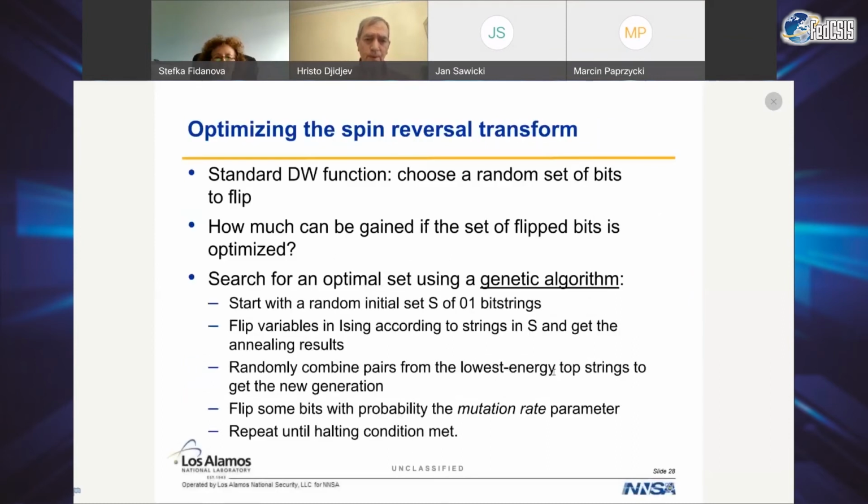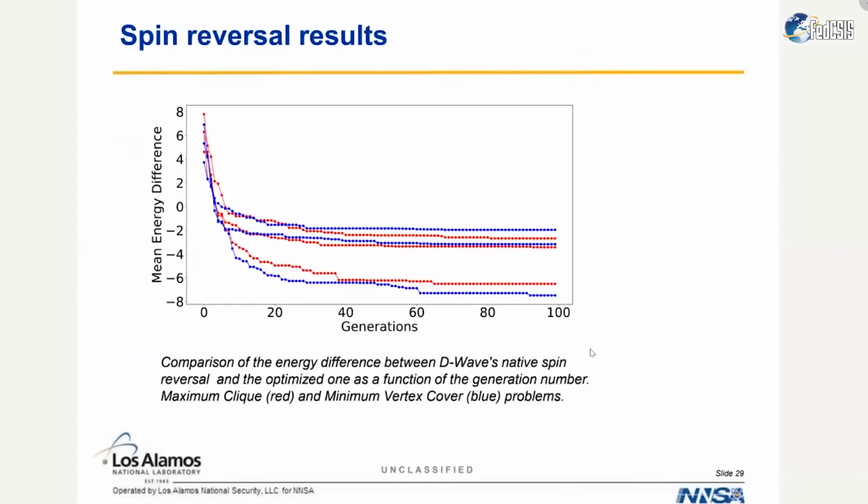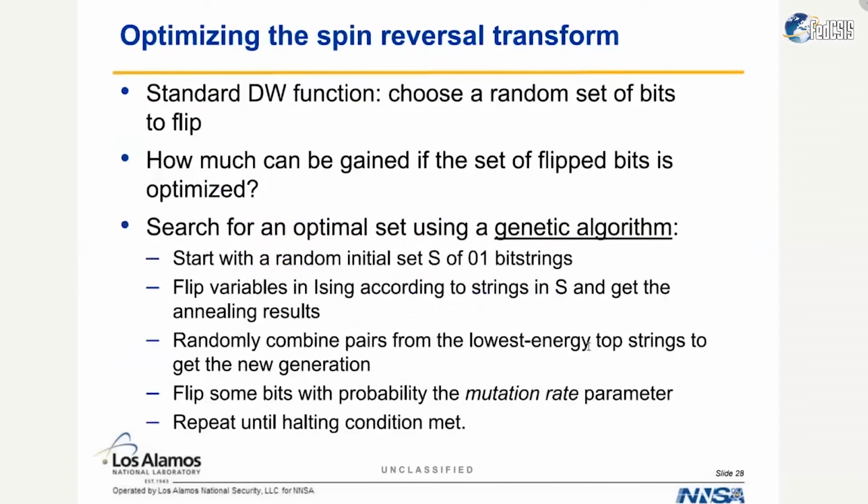The way D-Wave does it, it has a standard function that just chooses a random set of bits to flip. Even this simple version works in many cases, but our question is, can we gain anything if we try to optimize which bits to flip? We researched this problem using a genetic algorithm. We tried to optimize the spin reversal transform, and it's a standard genetic algorithm. We start with a random set of 0-1 bit strings.